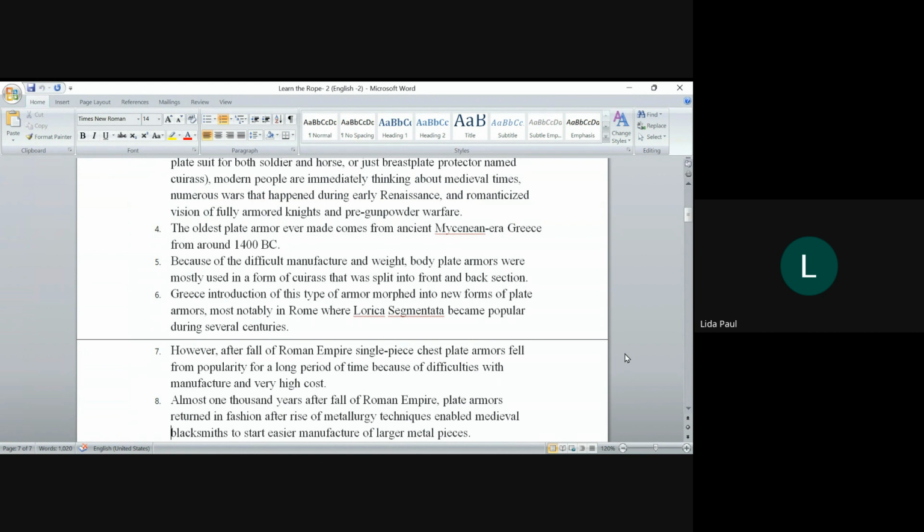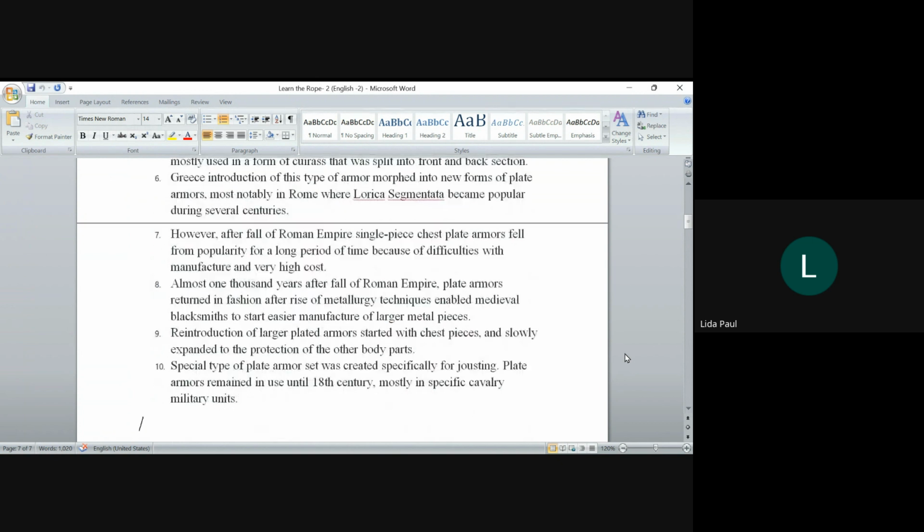Seventh, however, after fall of Roman Empire, single piece chest plate armors fell from popularity for a long period of time because of difficulties with manufacture and very high cost. Right in the beginning, you have the word that is the adverb in this case. However, right? However is the adverb, right?